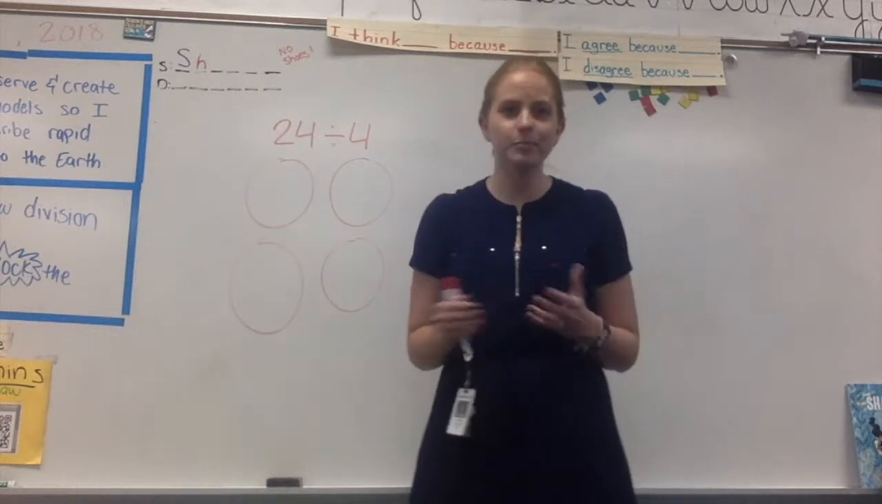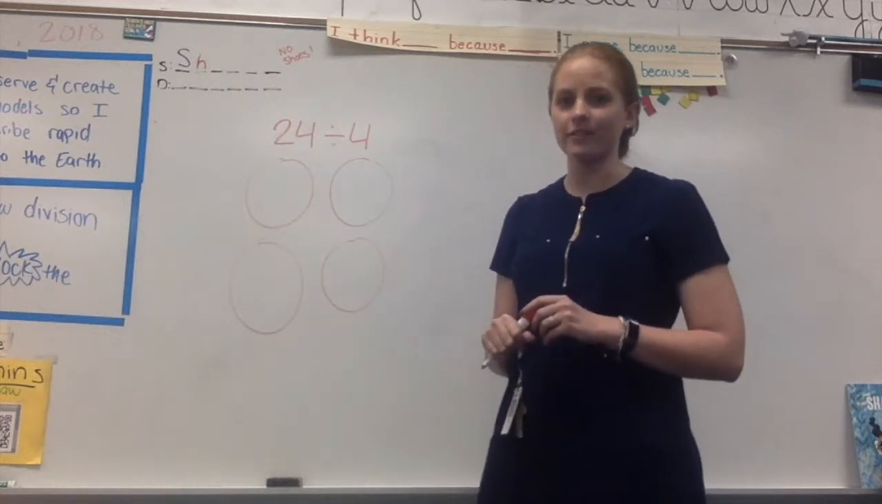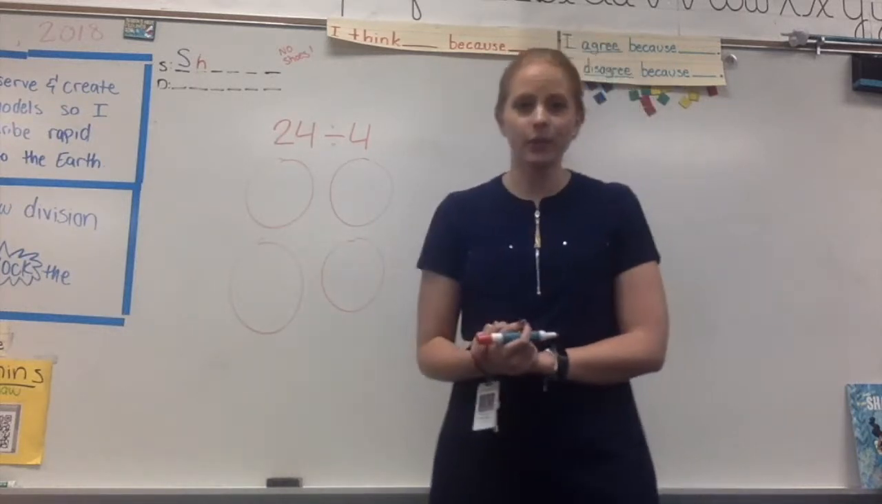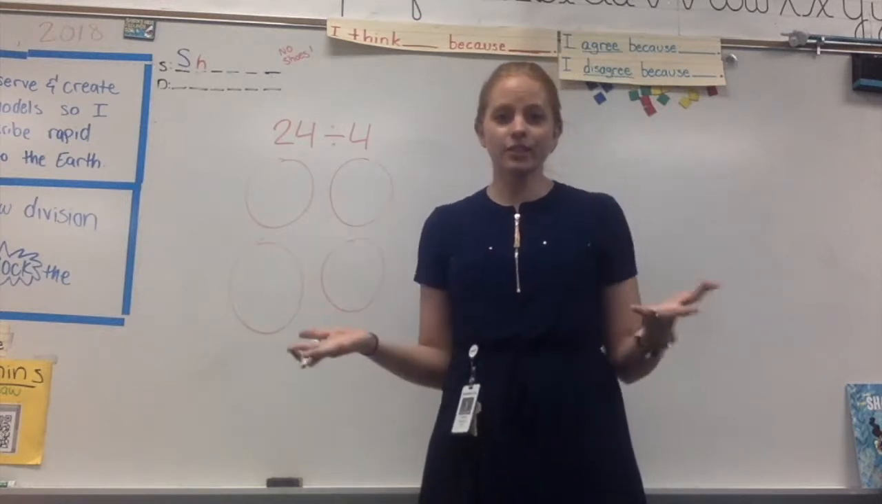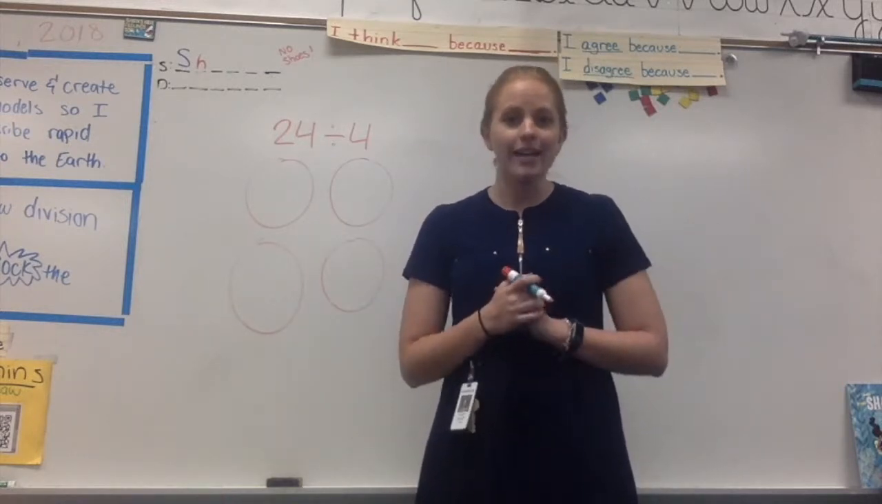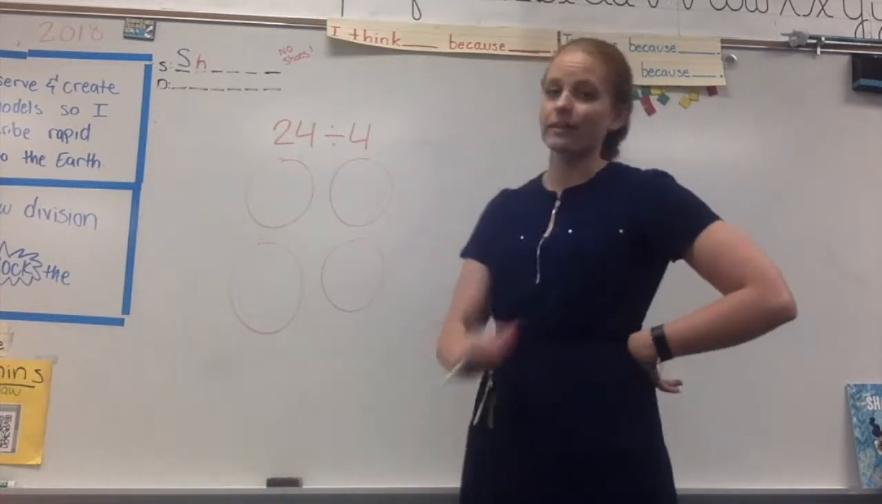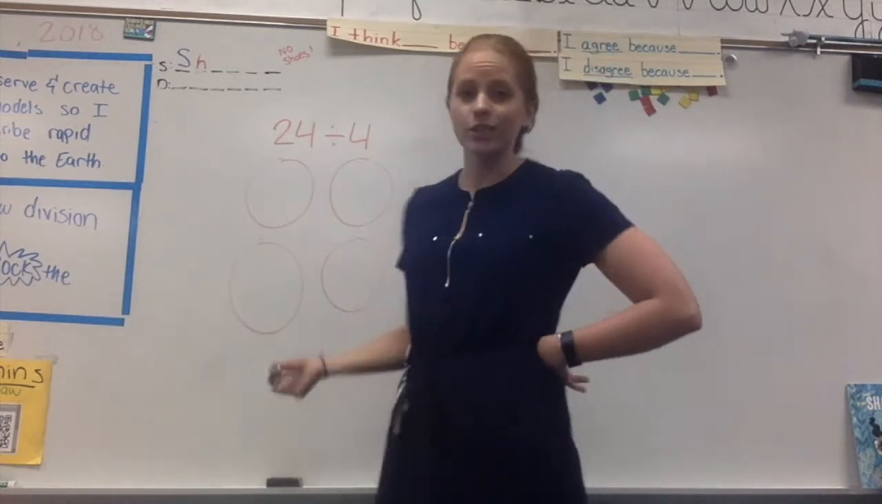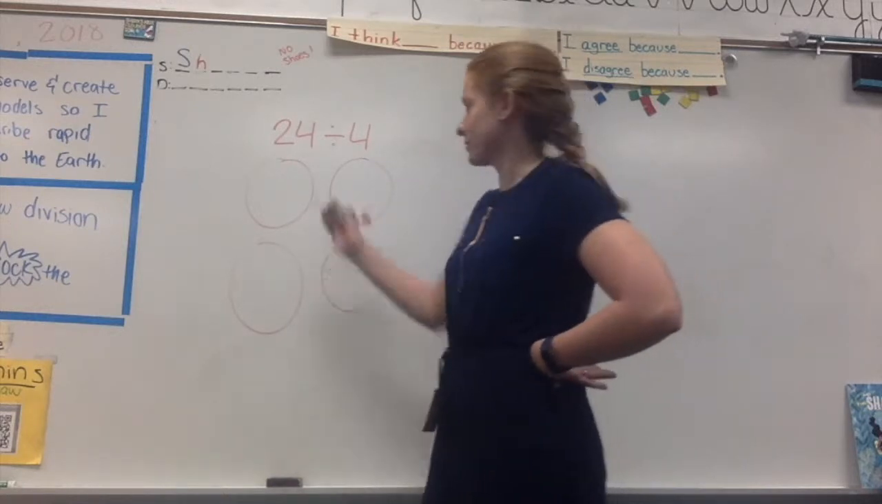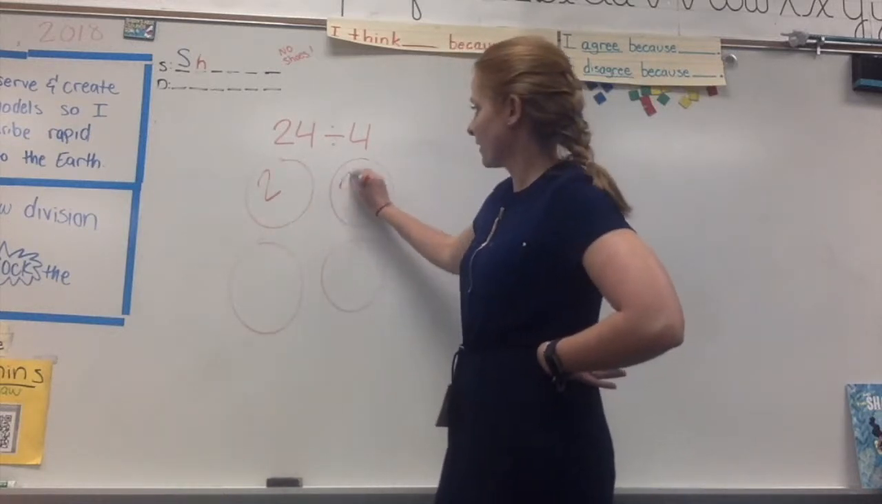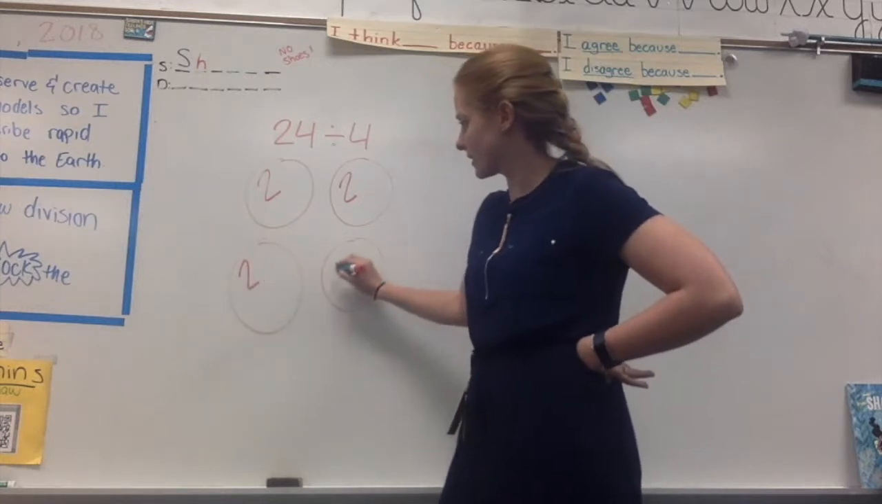I want to make sure they're pretty big so I can fit some things inside of it. Now, I know I have 24 of something. Well, I'm going to just start with familiar things that I know. Well, I know that 2 times 4, well, that's 8. And if I have 24, I know I can fit it. So I'm going to start by putting 2 in each of my groups. So 2, 4, 6, 8.